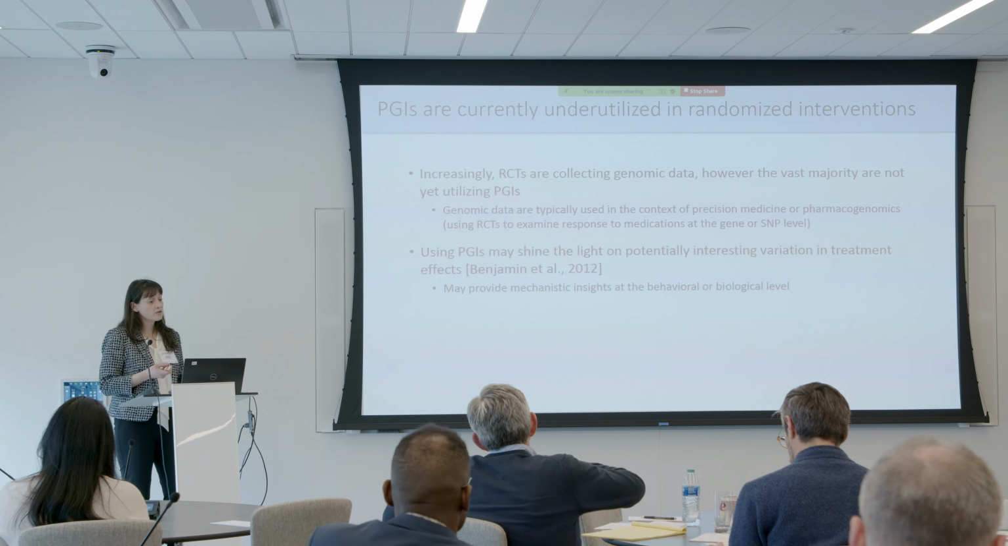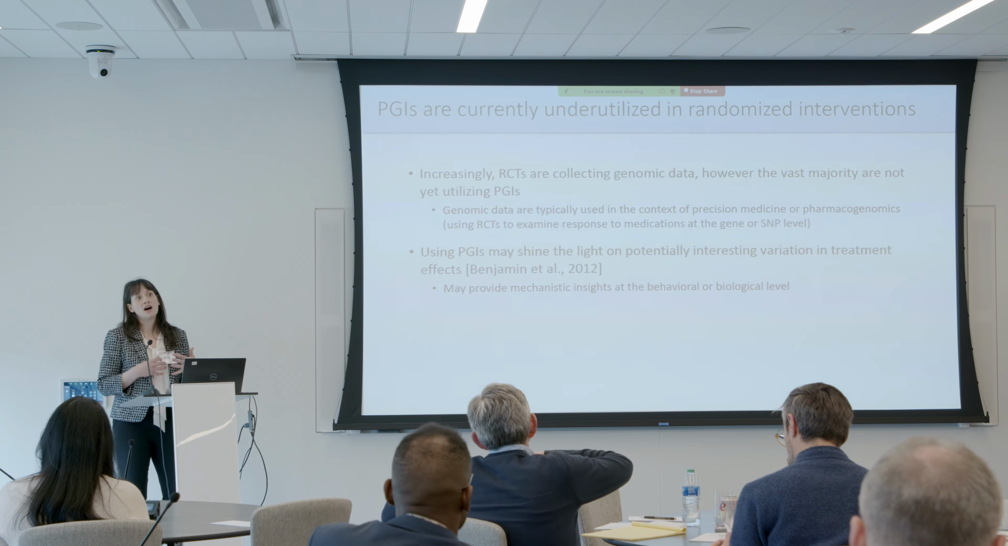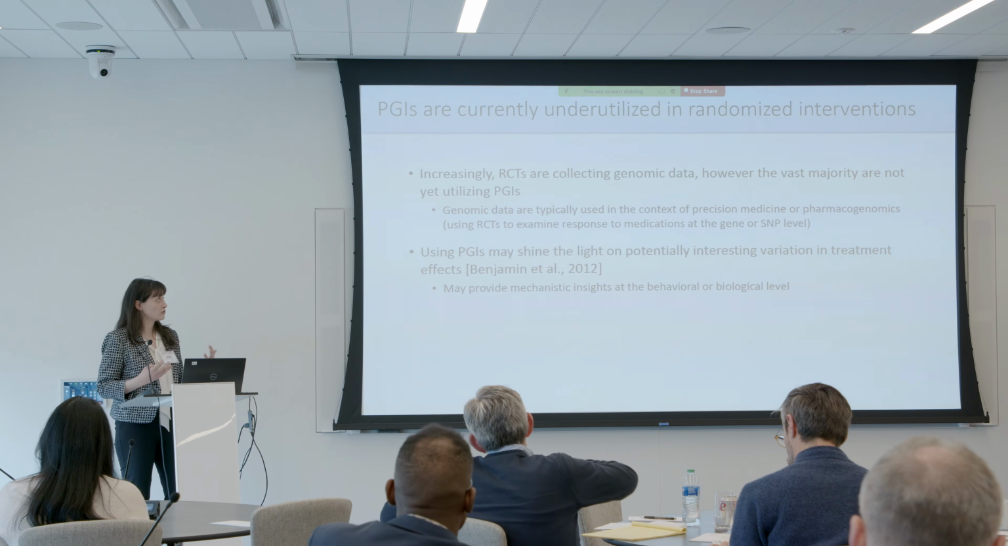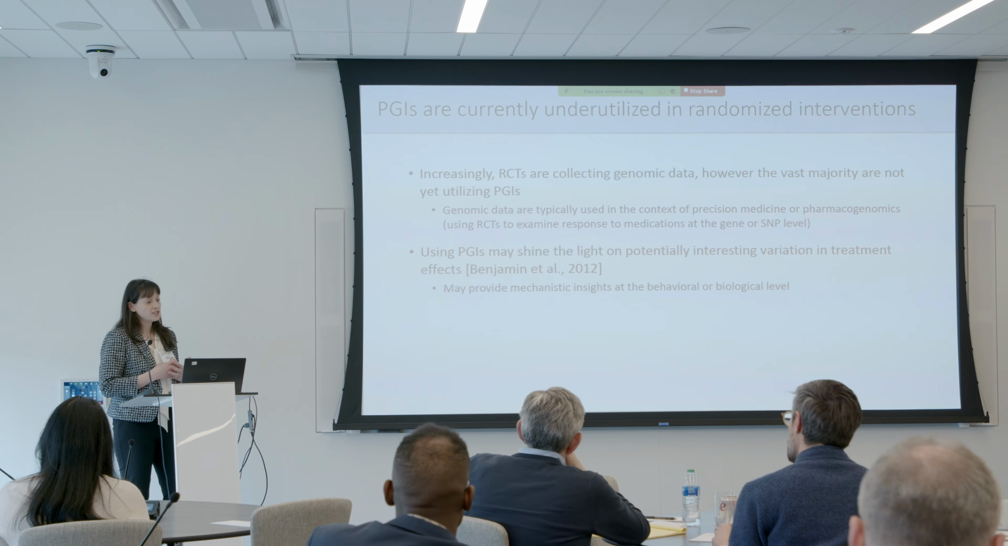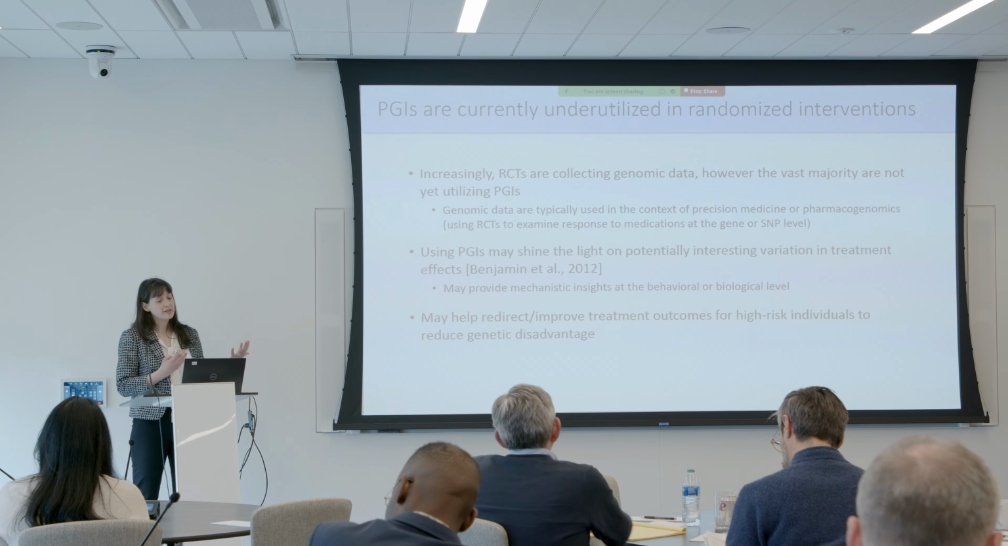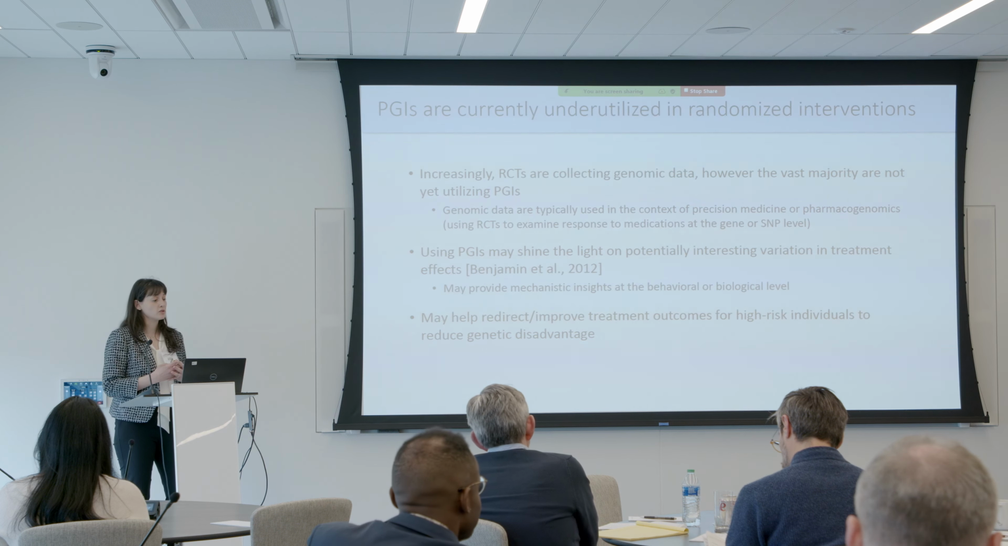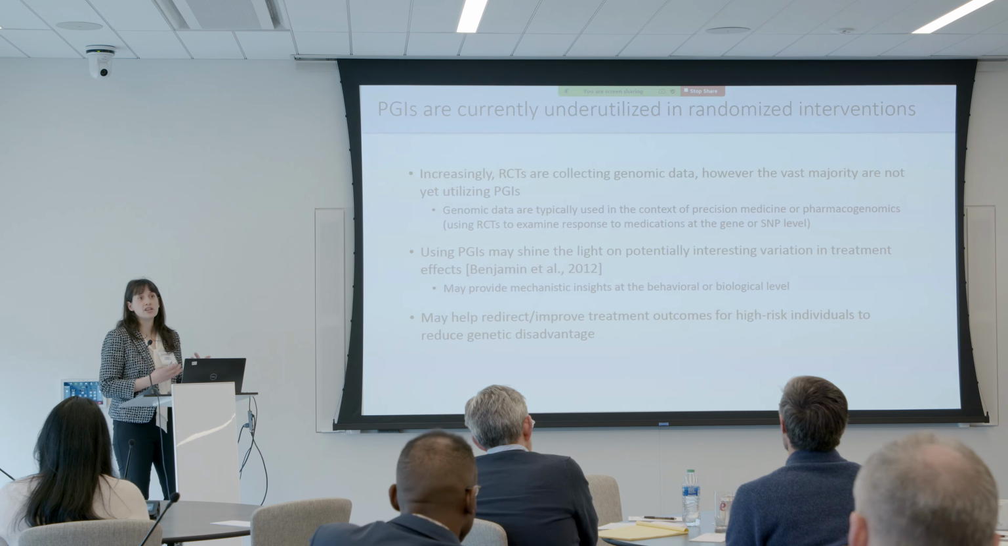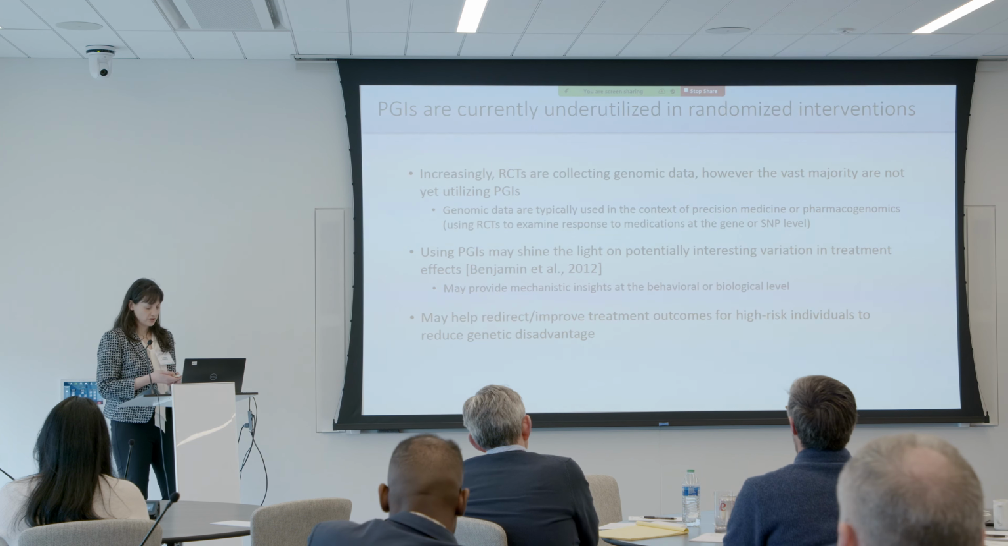But we think they could also have some interesting applications for RCTs in economics and the social sciences. Using PGIs in particular may shine light on some potentially interesting variation in treatment effects, and could perhaps provide mechanistic insights at the behavioral or biological level. And in addition, it might help redirect or improve treatment outcomes for high-risk individuals, which might further reduce genetic disadvantage as the result of a trial.